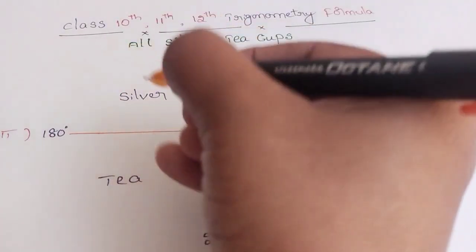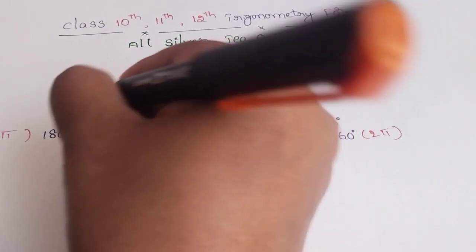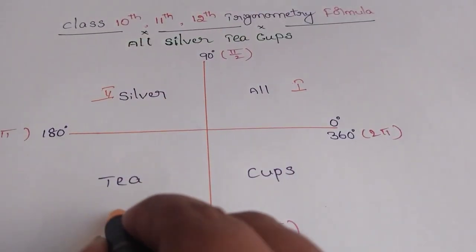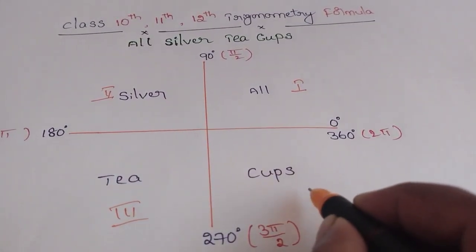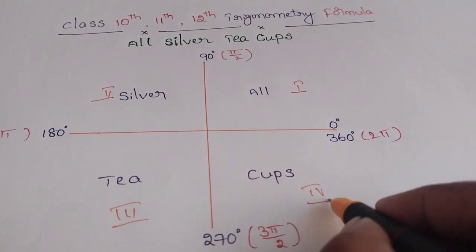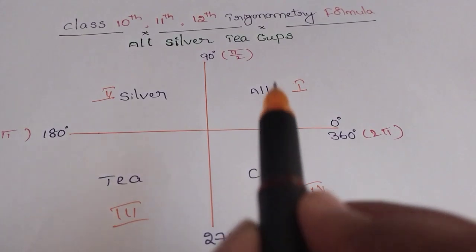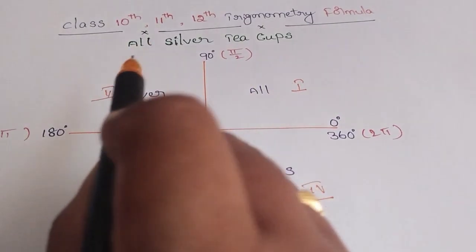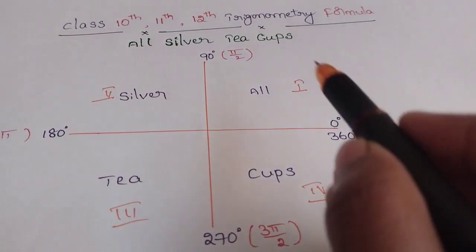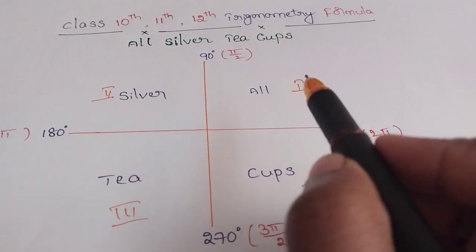Quadrant 1, Quadrant 2, and it is Quadrant 3. This is Quadrant 4. So, 4 quadrants we got. In the first quadrant, we will write "All". All means here we have 6 trigonometric functions.